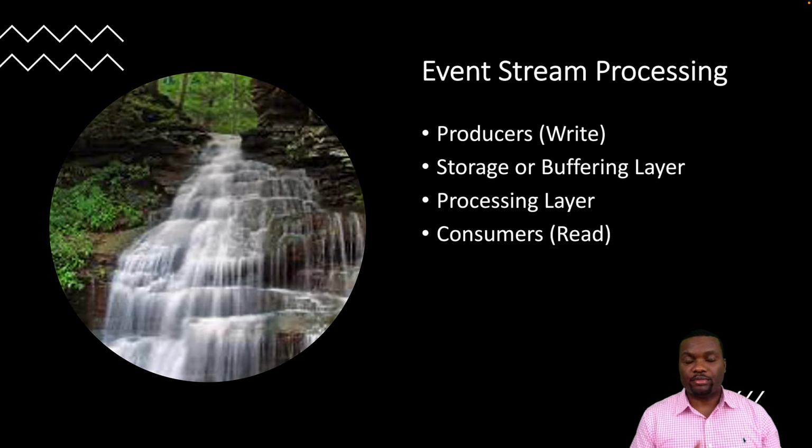So sometimes the system does not process anything, it just buffers the event after the producers have generated the event, and then we have another component that just comes to pick it up after the fact and process it either after the fact or in real time. And then the consumers typically just read the events from the storage layer. So that is an overview of what event stream processing is about.